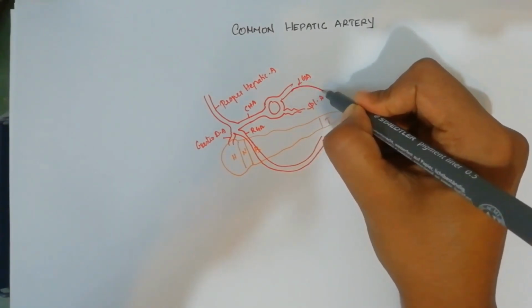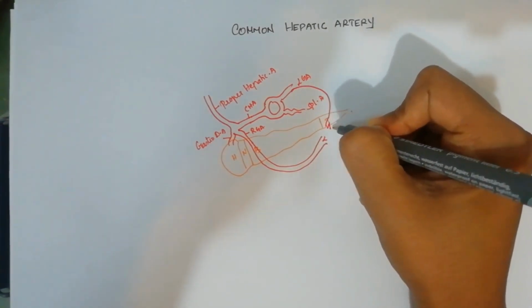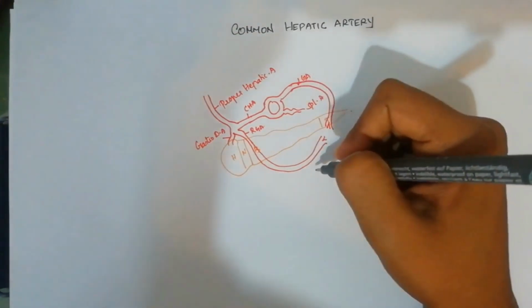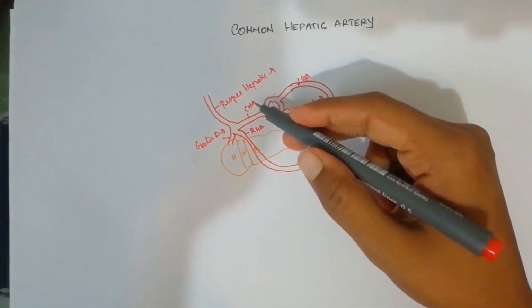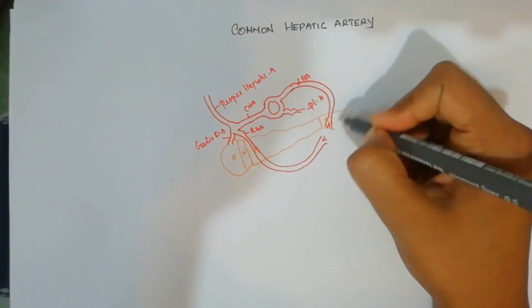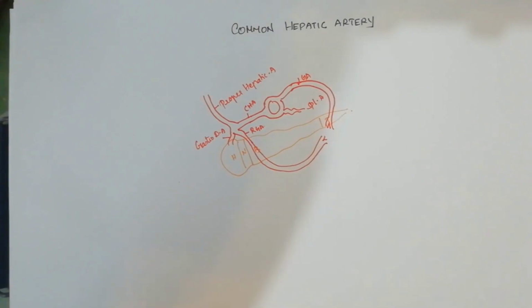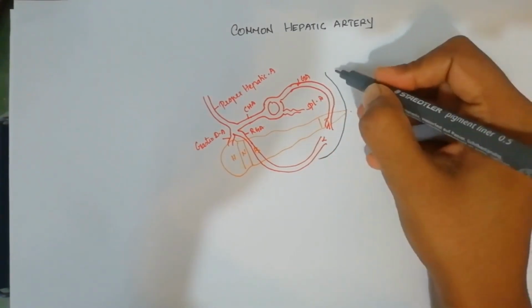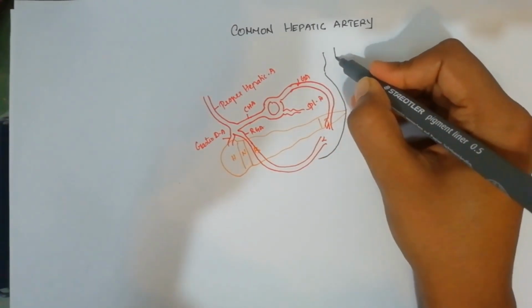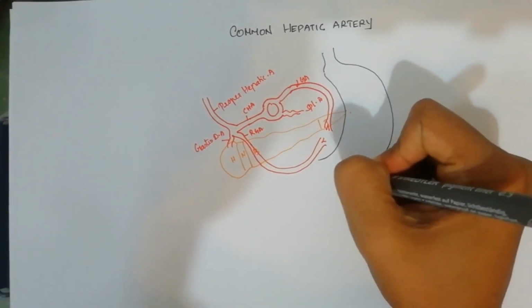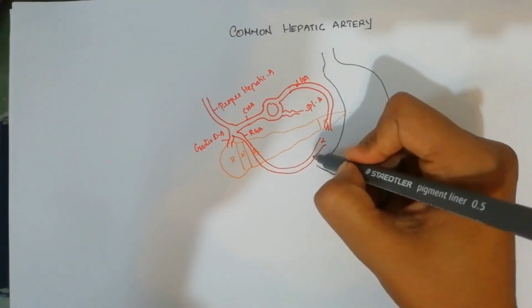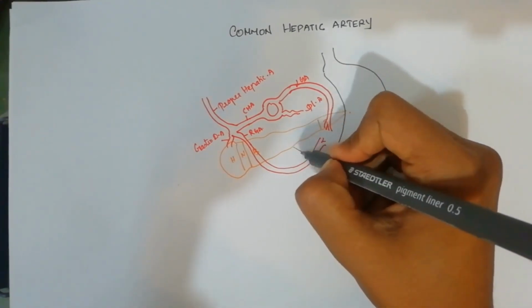So we have the left gastric artery, which is coming from the celiac trunk, and it is going to anastomose with the right gastric artery, which is coming from the common hepatic artery. This anastomosis is going to happen in the lesser curvature of the stomach. So we have the stomach, and we have the lesser curvature. Consider we have a stomach with greater and lesser curvature.